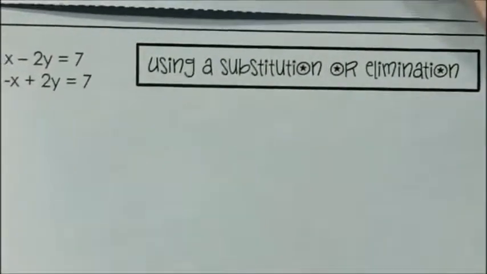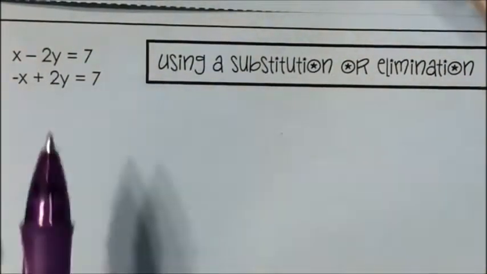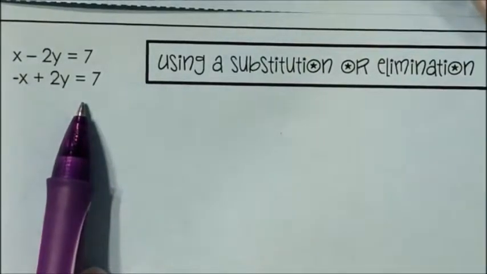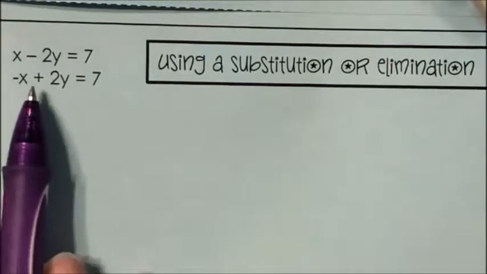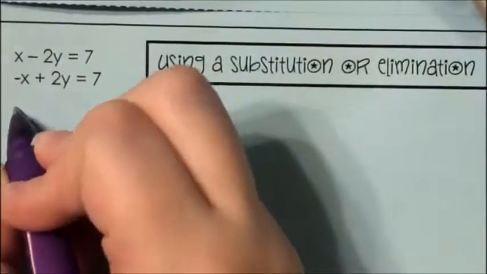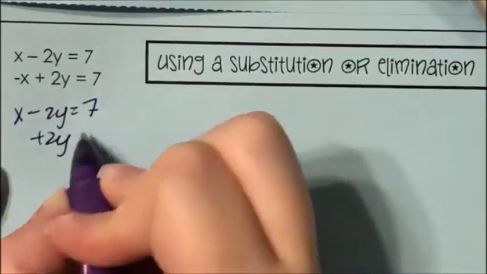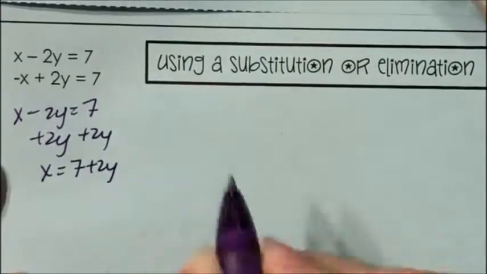All right. So then I can look at no solution. Okay. So I have x minus 2y equals 7 and negative x plus 2y equals 7. So I'm going to go ahead and solve one of these for x. I'm going to add 2y to this. So I get x equals 7 plus 2y.